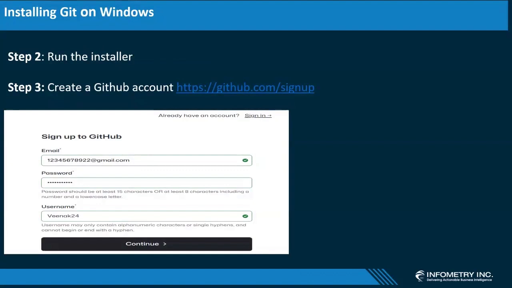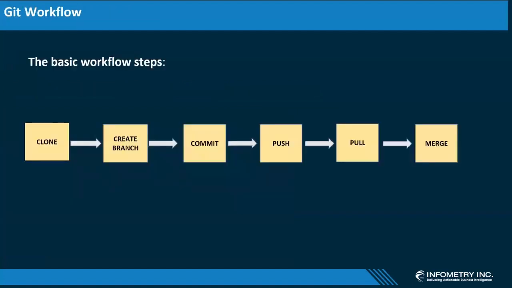Step 3. Create a GitHub account. Now we will create a GitHub account to host your repositories. Visit the GitHub sign up page. Fill in your email, username and password to get started. Once these steps are done, Git is installed on your computer and you are all set to start using GitHub for version control and collaboration.